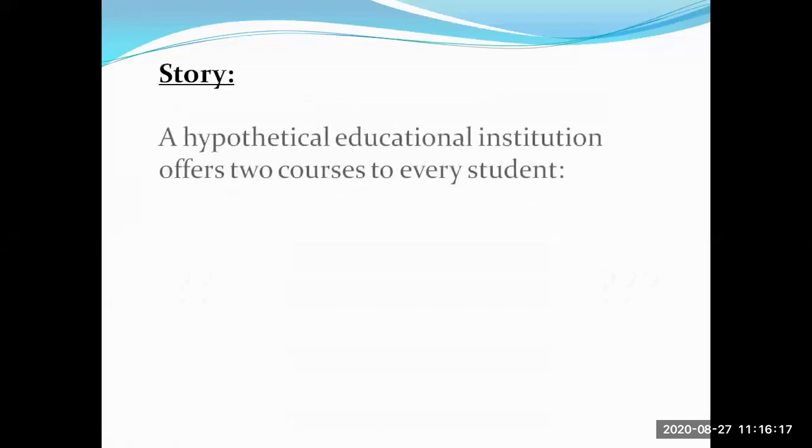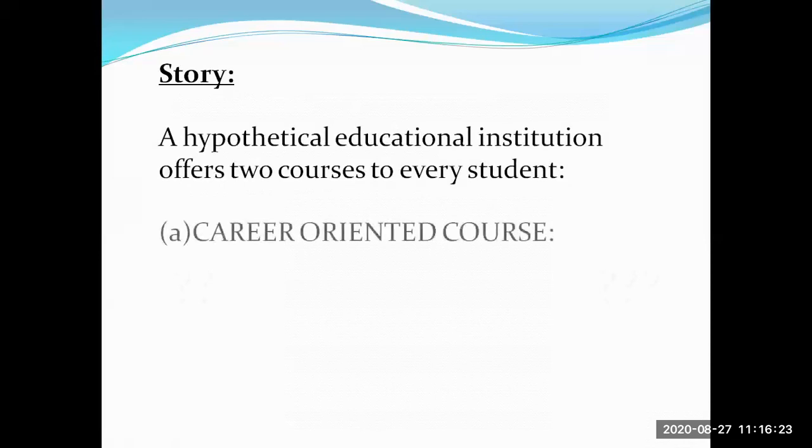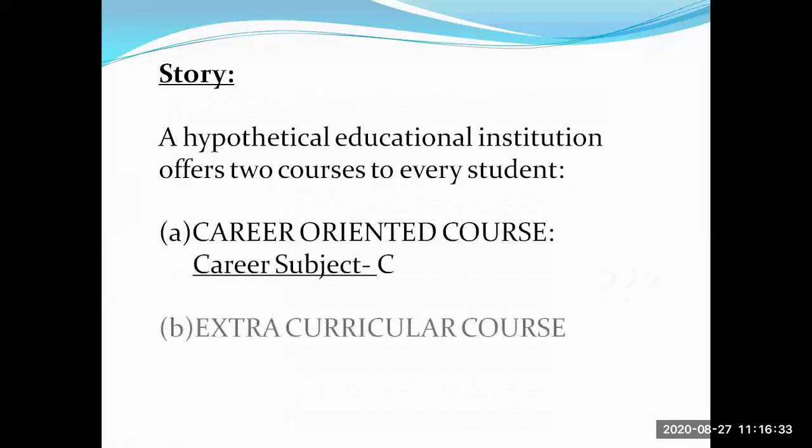I consider a hypothetical educational institution which offers 2 courses to every student. The first course that they offer is a career-oriented course. So this might be the subject that you want to pursue your dreams as, so that might be a career subject. And they give an extracurricular course or a hobby subject. So that is for your breaks and for having fun with life.